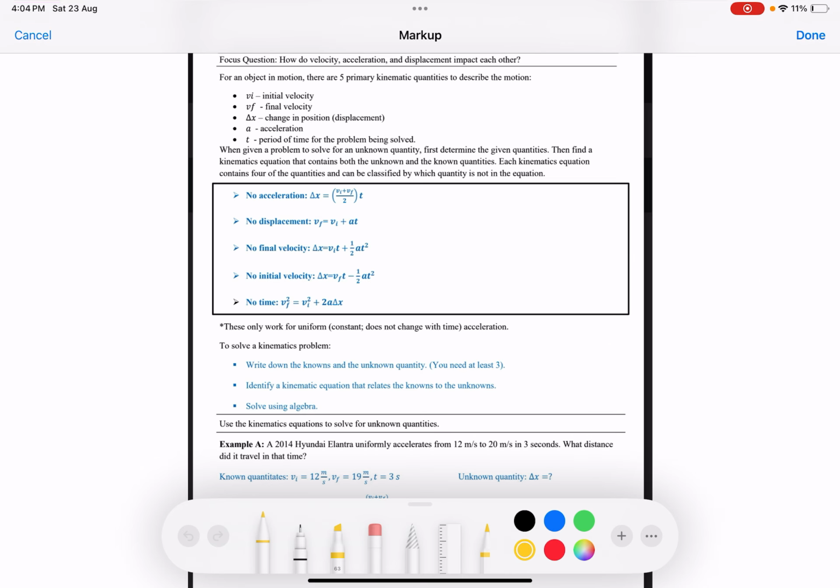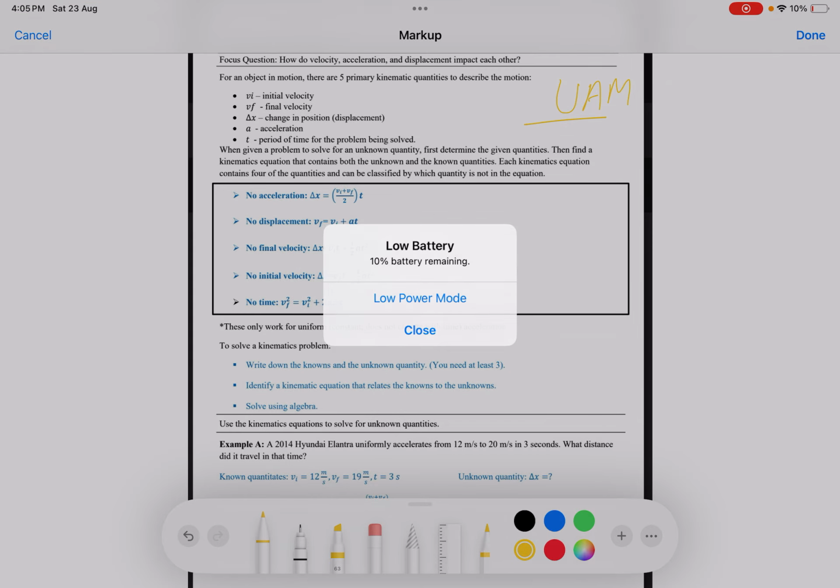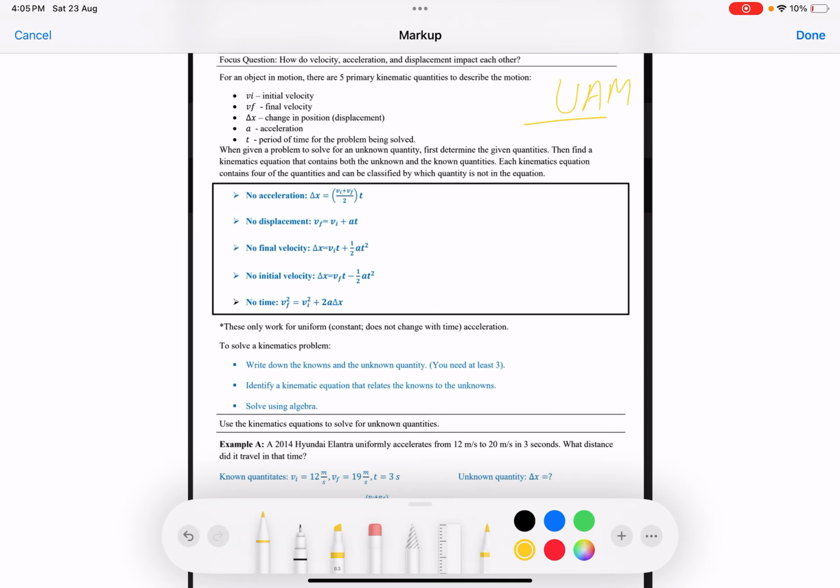Hello. So today we are going to discuss a very important topic in kinematics, that is uniformly accelerated motion, that is UAM. Okay. So what is basically UAM? That is a kind of motion when the acceleration is constant. So acceleration is constant, that means constant in magnitude and direction.